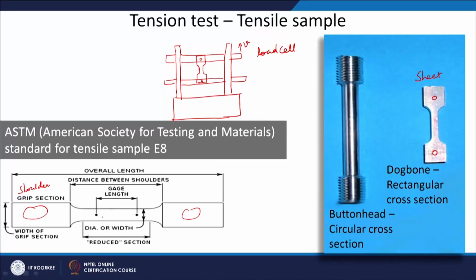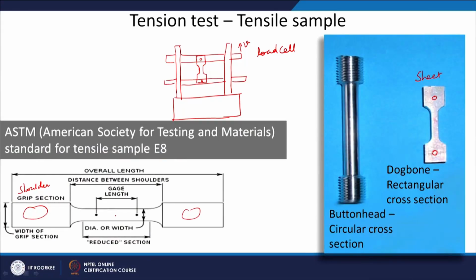Now one of the most important parts of this sample is what we call the gauge length, which is mentioned here between two points, and there we have also reduced the cross sectional area of the sample. The idea is to reduce the cross sectional area such that this part of the sample will experience more stress. So the deformation will be concentrated in this part, and the shoulder part should not deform normally. By reducing the cross sectional area, I am assuming the deformation will be concentrated in the gauge section only.